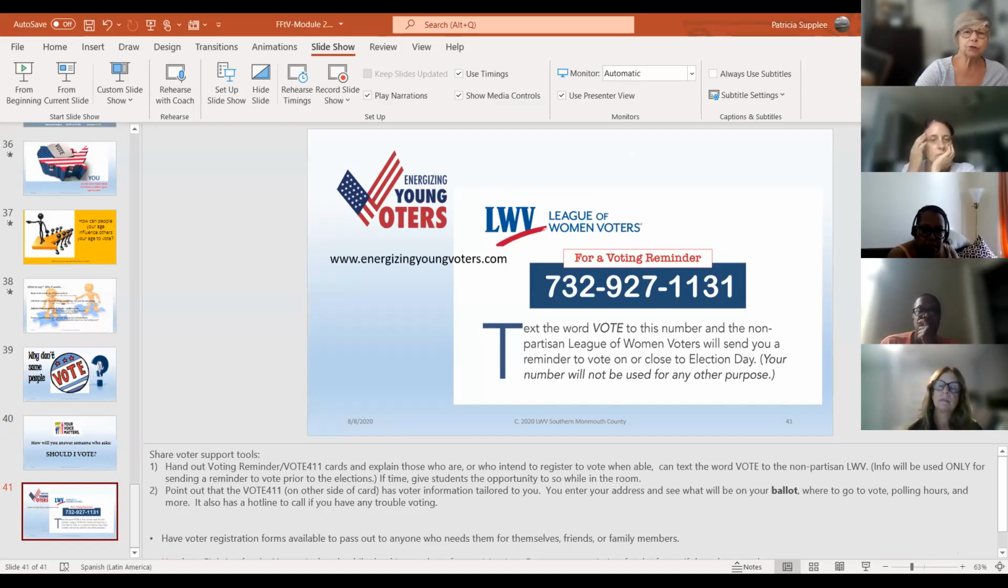When the kids register to vote, we ask them to text the word vote to this number. And when they do that, there's no identification, we're using it for nothing other than this, but then we send out a voting reminder right before the election. So it's just like the personal touch. So that number is available if you want to share it with anyone else.